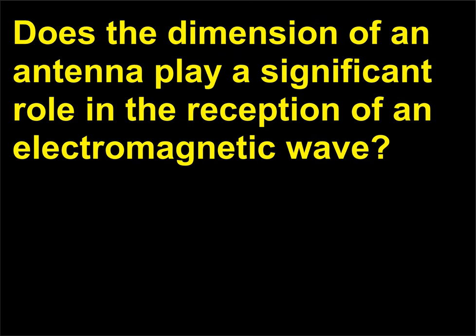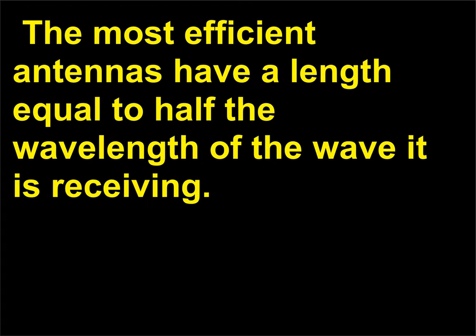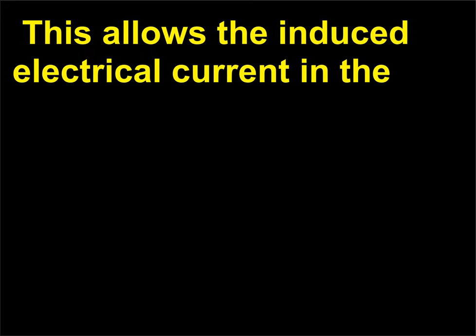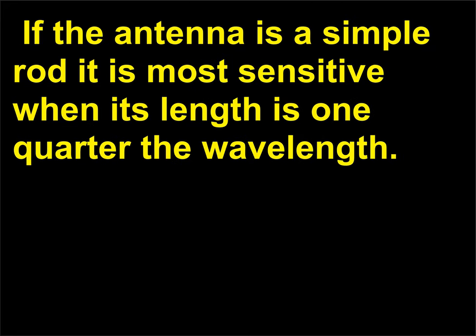Does the dimension of an antenna play a significant role in the reception of an electromagnetic wave? The length of an antenna determines the frequency that it best receives. The most efficient antennas have a length equal to half the wavelength of the wave it is receiving. This allows the induced electrical current in the receiving antenna to resonate at that particular frequency. If the antenna is a simple rod, it is most sensitive when its length is 1/4 the wavelength.